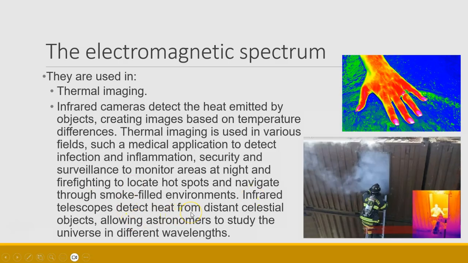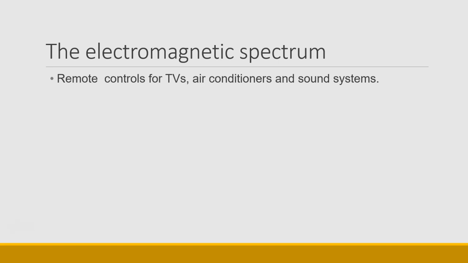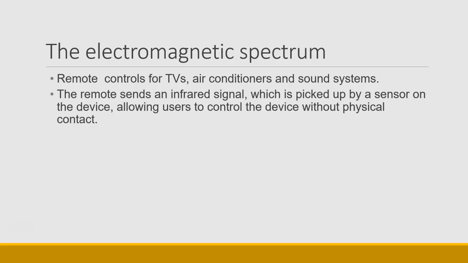Infrared telescopes help us to detect heat from distant celestial objects. Celestial objects are large planetary bodies like stars and planets and moons, and that allows astronomers to study the universe in different wavelengths, not just in visible light. Infrared radiation is also used in remote controls for TVs, for air conditioners, and for sound systems. So the remote sends an infrared signal, which is then picked up by a sensor on the device, and that allows users to control the device over a short distance without physical contact.